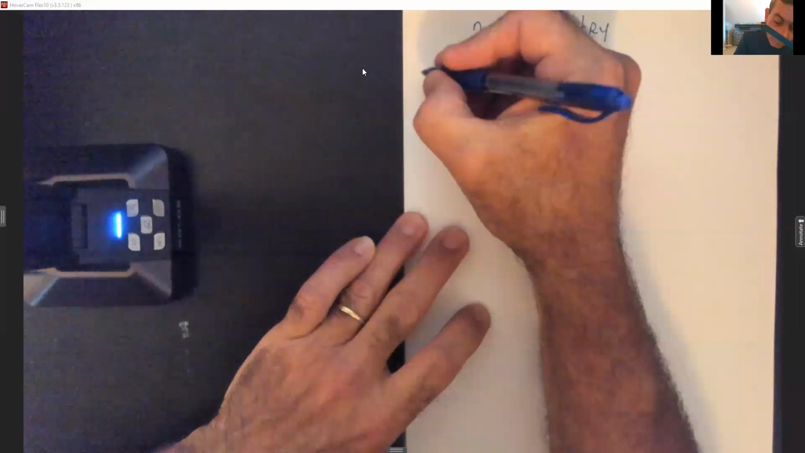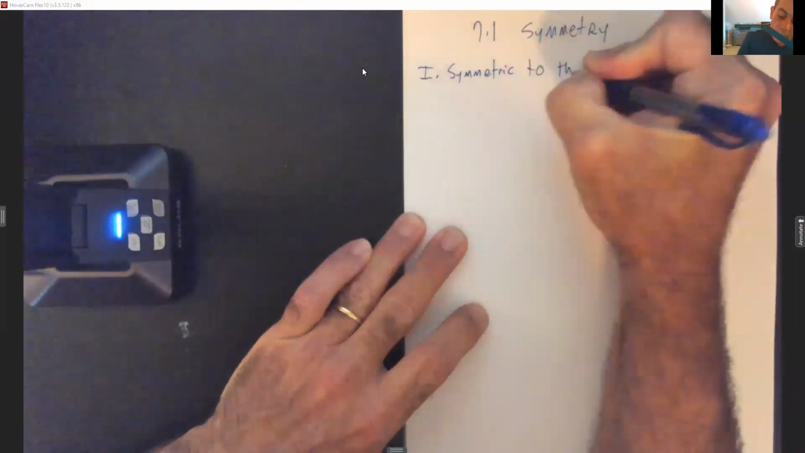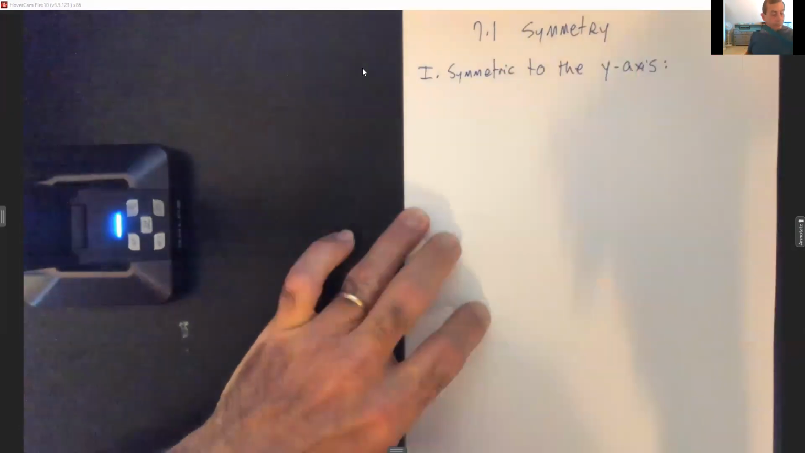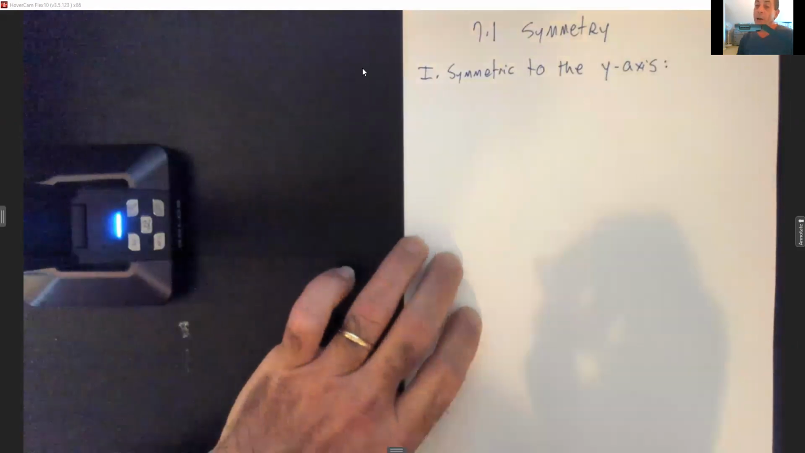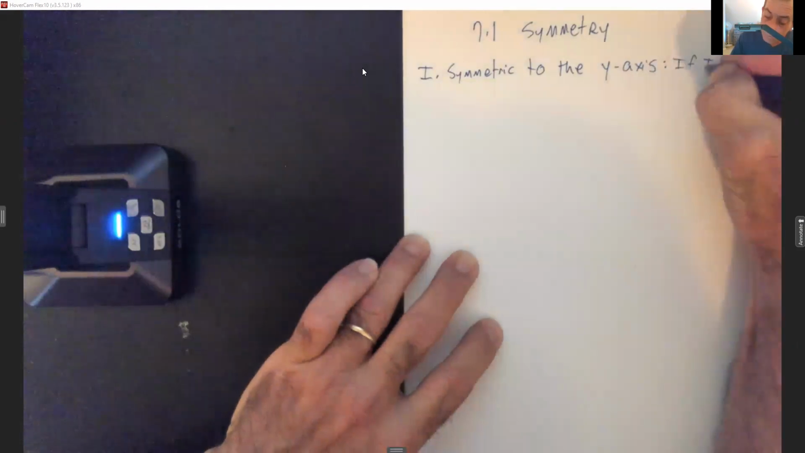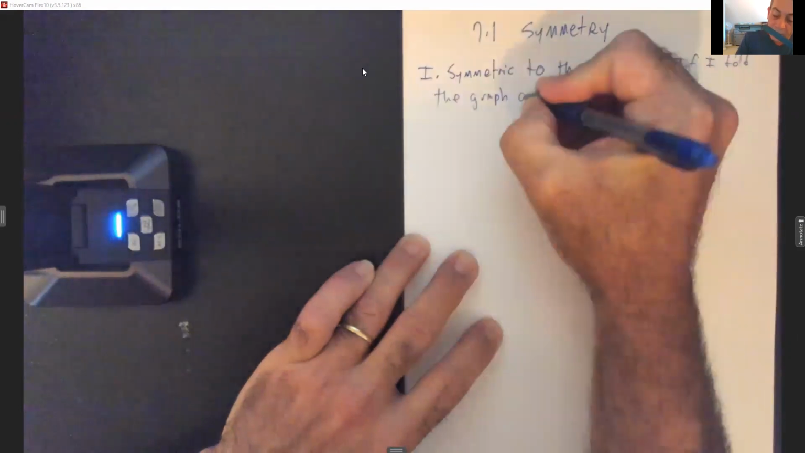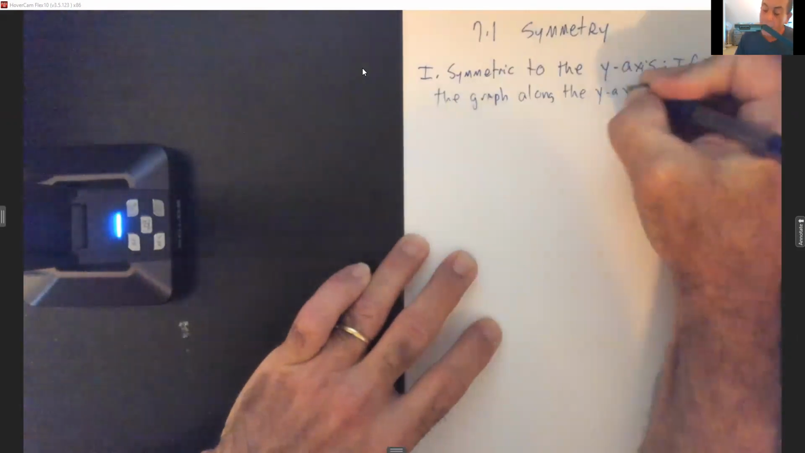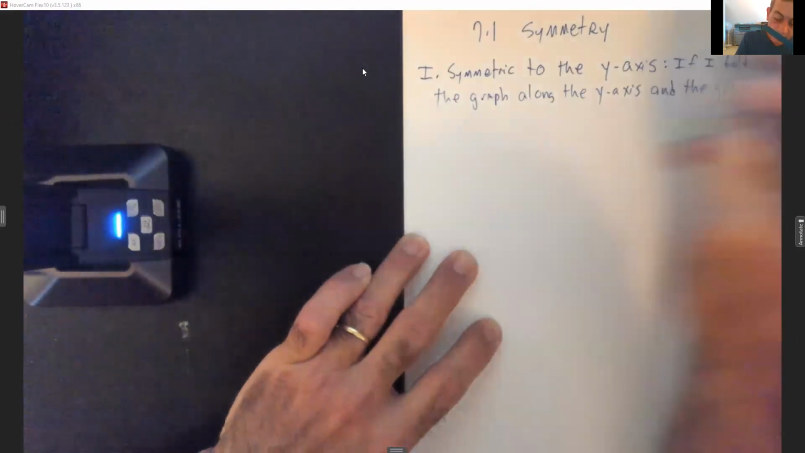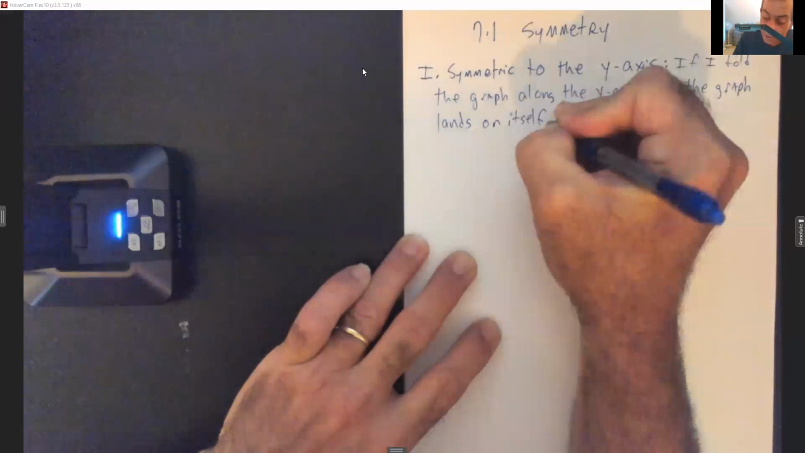So the first type is symmetric to the y-axis. All right, so for a graph to be symmetric to the y-axis, if I fold the graph along the y-axis and the graph lands on itself, then the graph is symmetric to the y-axis.